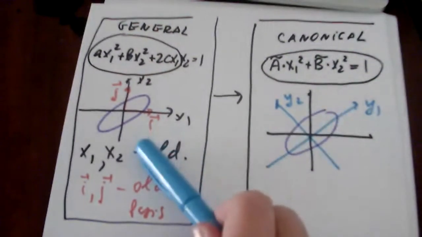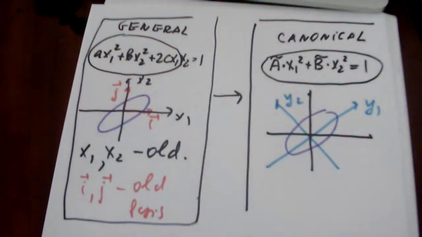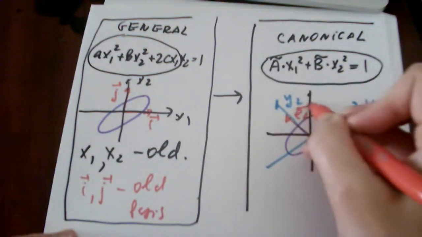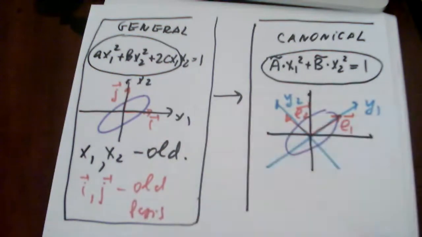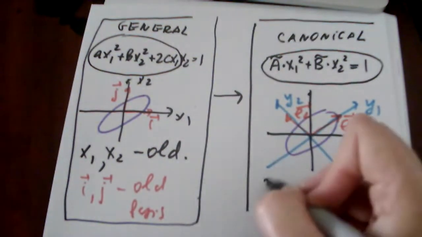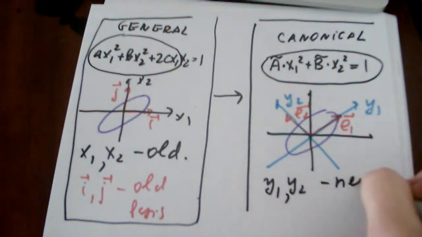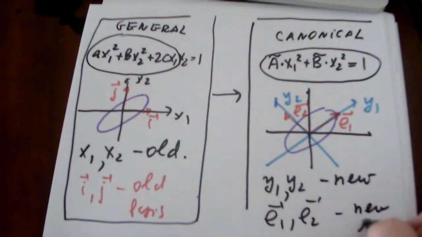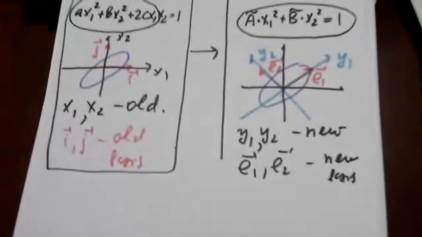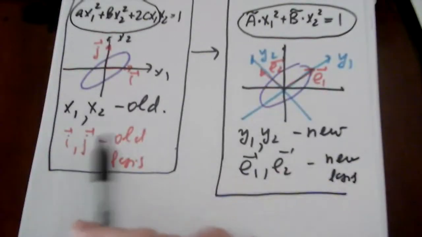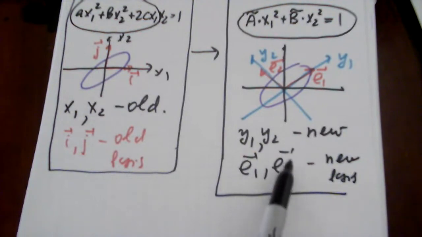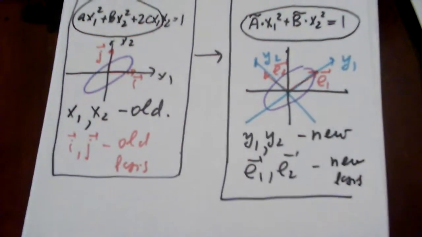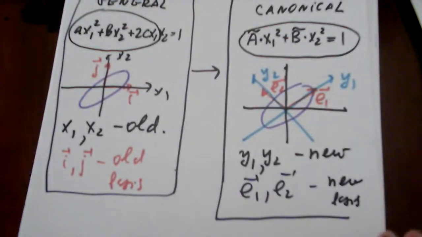Okay, so looking at this picture, it means that we want to find these new vectors. Instead of i and j, we want to find vectors, let's denote them e1 and e2, because these vectors will determine the direction of these axes. So let's write this down. y1 and y2 are new variables, new coordinates, and e1 and e2 will be the new basis. So we need to switch from the old basis i, j to the new basis e1, e2. Because if you manage to find this new basis, we will immediately know how to draw the picture. Okay, so this is pretty clear now, at least the goal of this algorithm, this task.